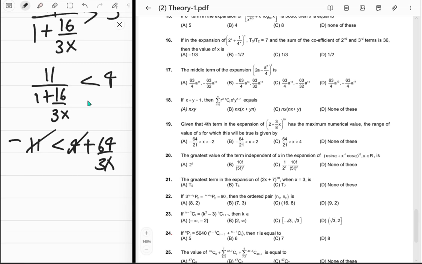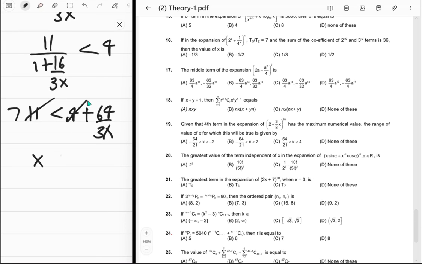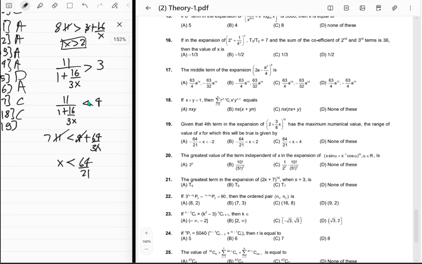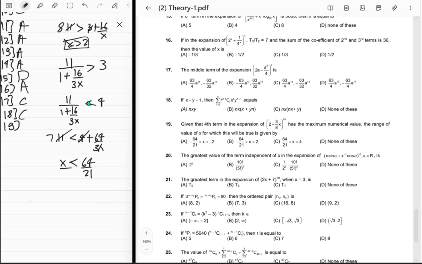So this will be 7 bigger than this, like x is less than 64 upon 21. And I'm saying it's x, but it's actually supposed to be mod x. So this is really just mod x belongs to, so it's less than this quantity 64 upon 21 here, and then bigger than 2. So mod x belongs to this thing. Of course x will actually belong to a different range.